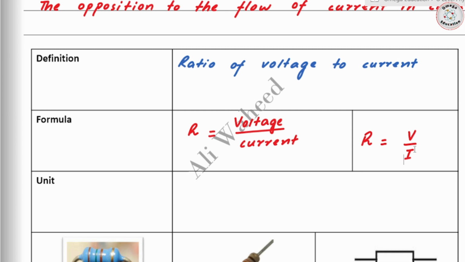And make sure that when you're finding the resistance mathematically, the voltage should be in volts and the current should be in amperes, because if there are prefixes there, then your answer would not be in ohms, it would be with the prefix.